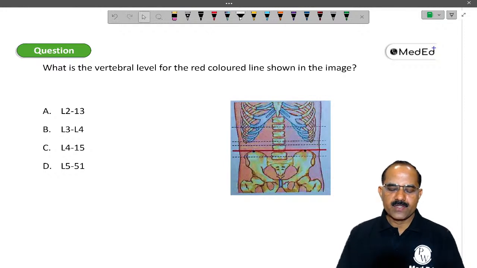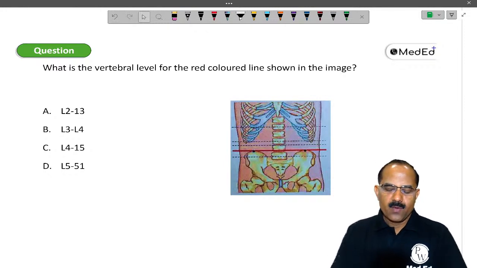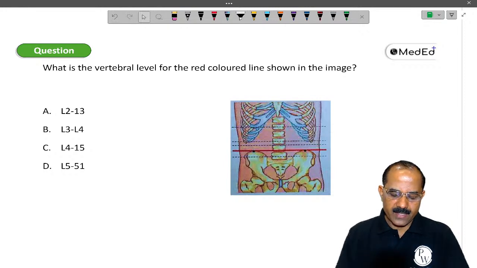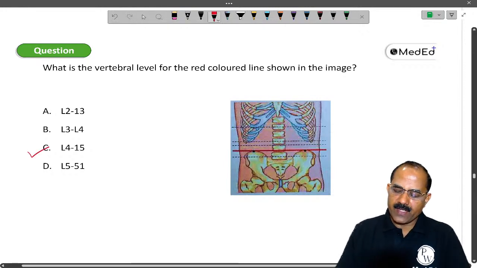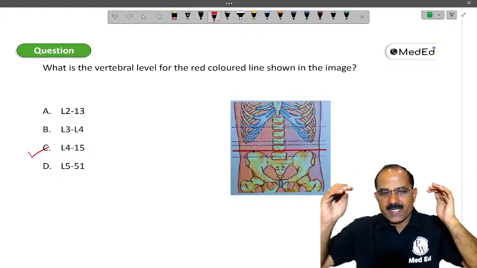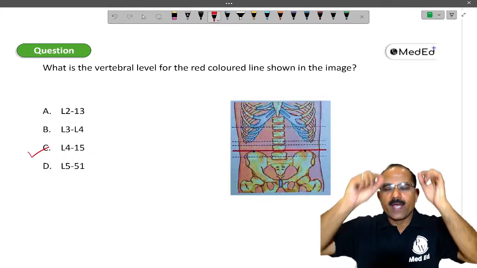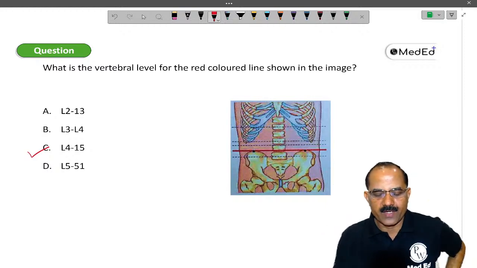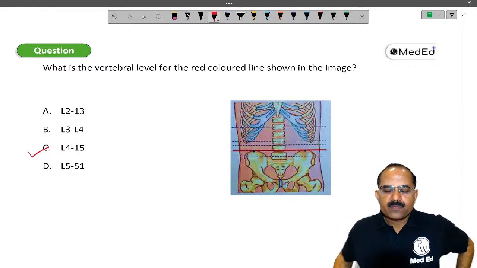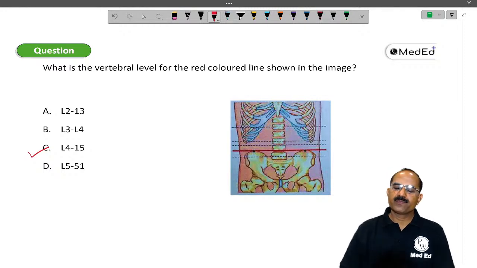Okay, what is the answer for this? What is the vertebral level for the red color line? Answer is L4, L5. That's the highest point of the iliac crest. If you join a line at the highest point of the iliac crest, it corresponds to the vertebral level L4, L5. So the answer for this is C, L4, L5.